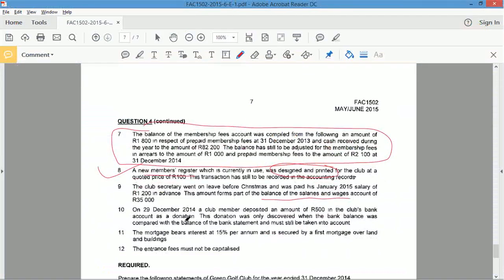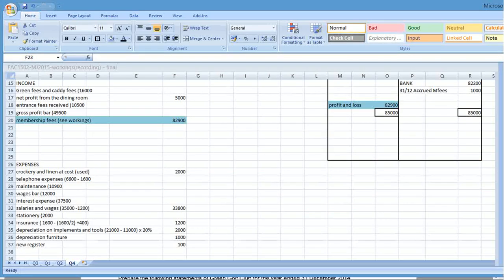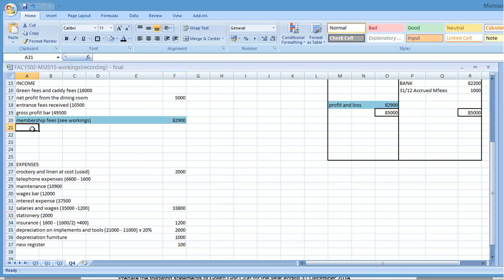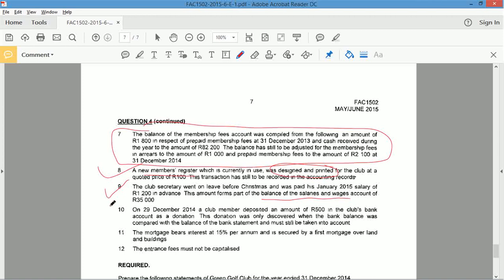Great, what else do we have? On 29 December, a club member deposited an amount of 500 in the club's bank account as a donation. So that would be a donation that was received, so donation income, and the donation was for an amount of 500.